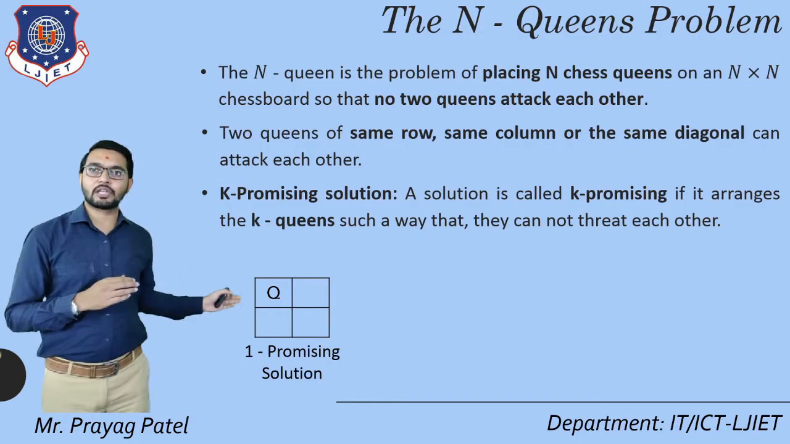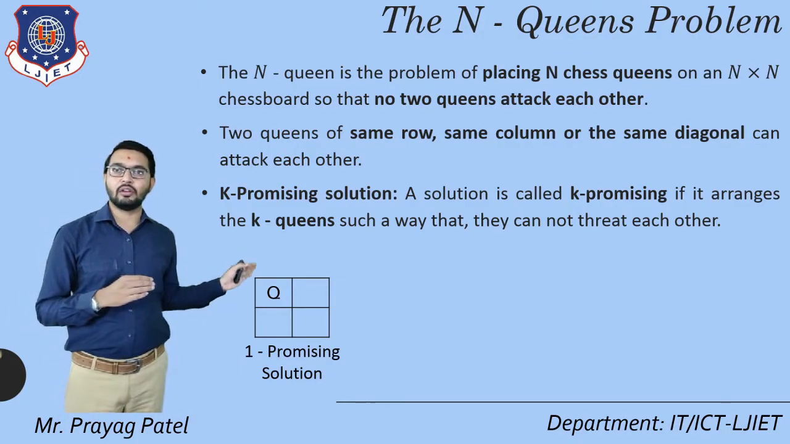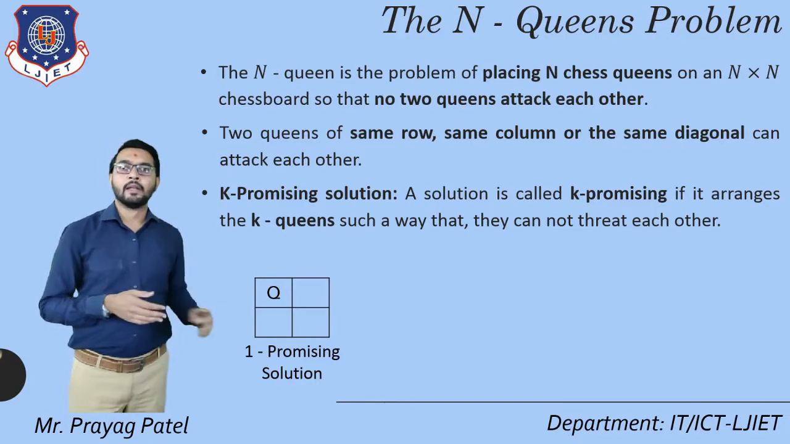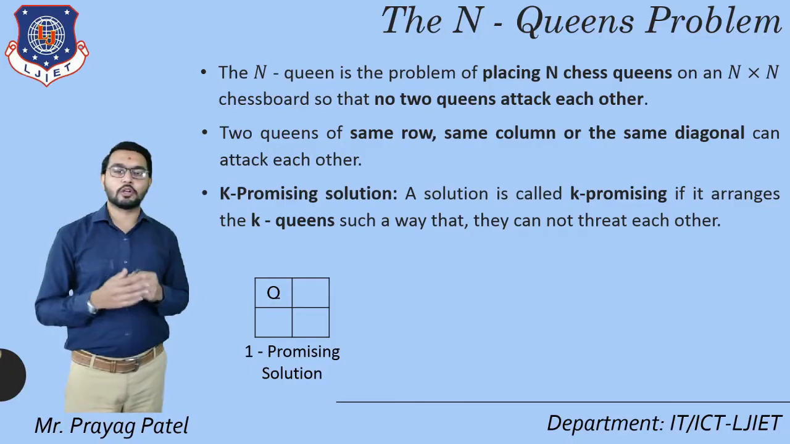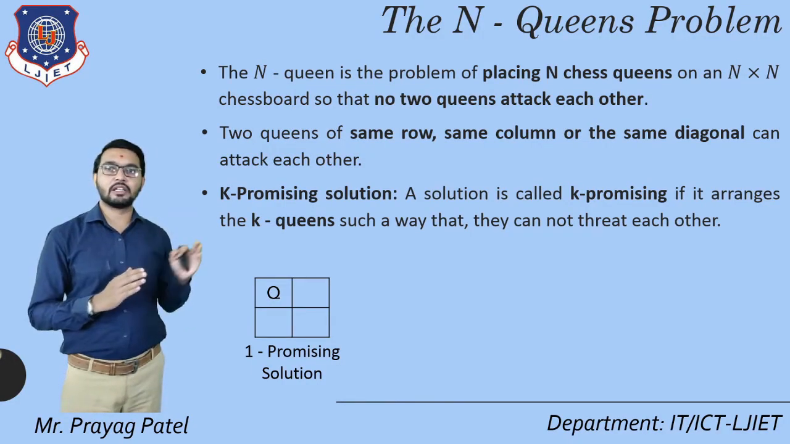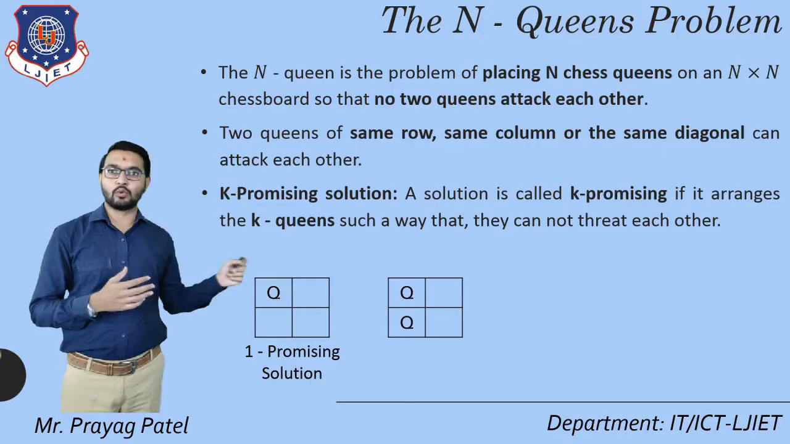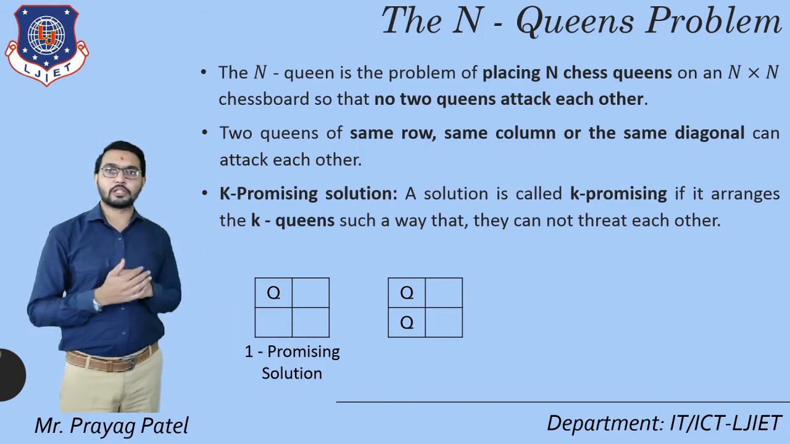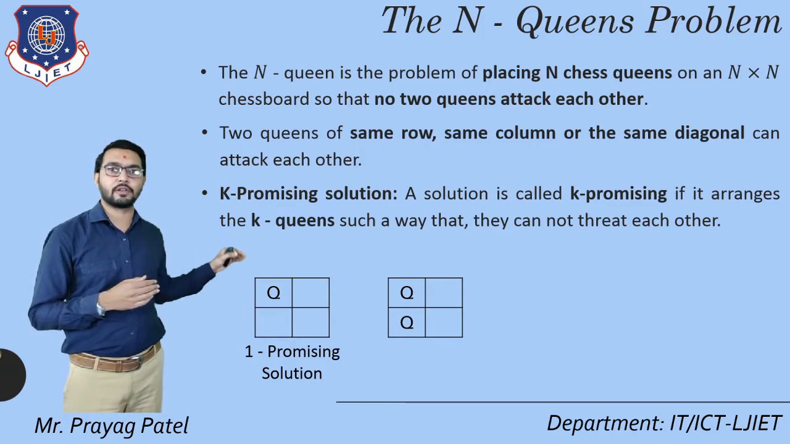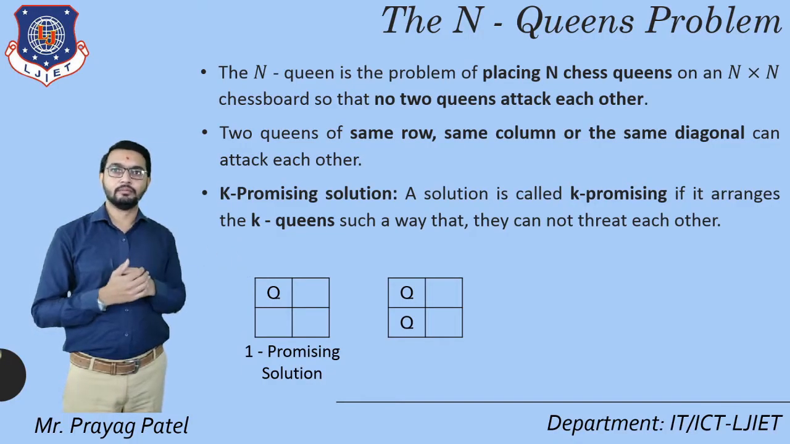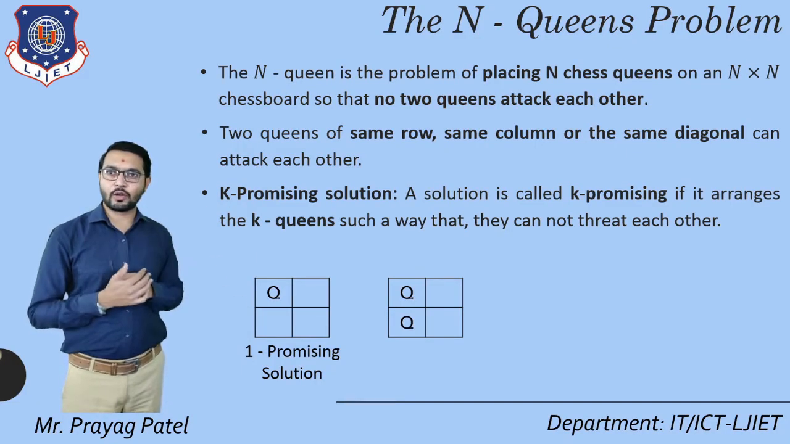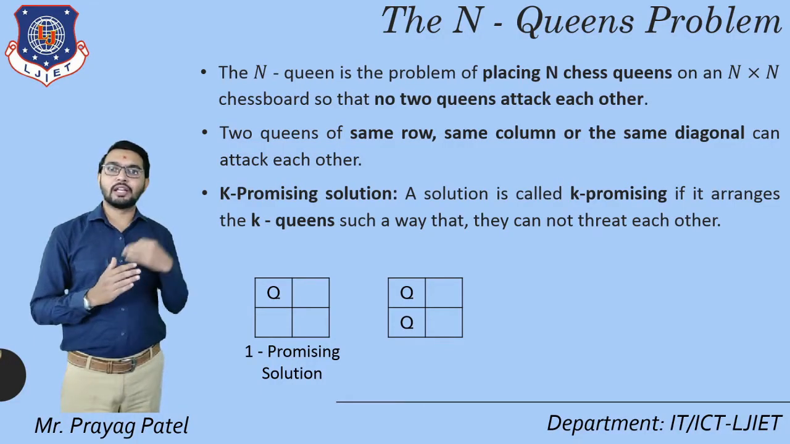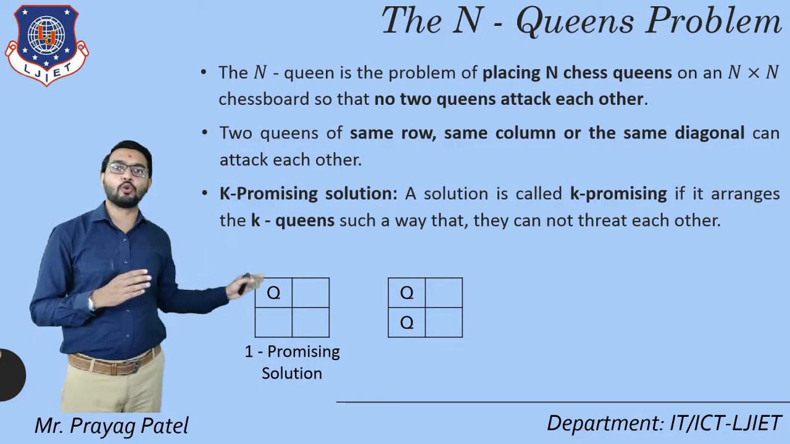So here consider the first case. Consider one queen in a 2 cross 2 chess box. In a 2 cross 2 chess box you put one queen, then it is a one promising solution. Now in the 2 cross 2 chess box, if we put the first queen at location 1 1, then the first row is considered as a row, the first column as a column, and the last block as a diagonal. So another queen is not possible in a 2 cross 2 chess box.